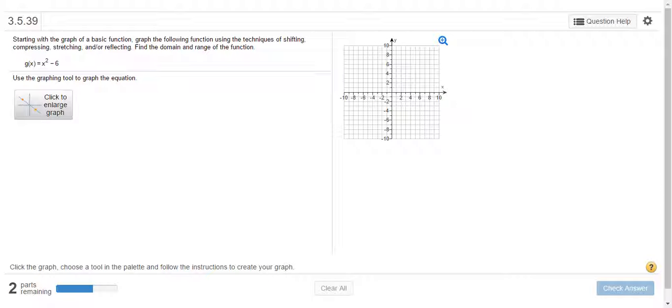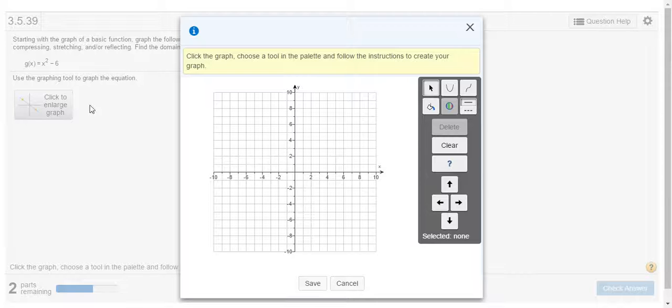Alright, so for this question, it wants us to start with the graph of a basic function and graph the following function using the techniques of shifting. Alright, so you can make the graph larger. I do find that helps. Alright, so we're going to put a parabola.